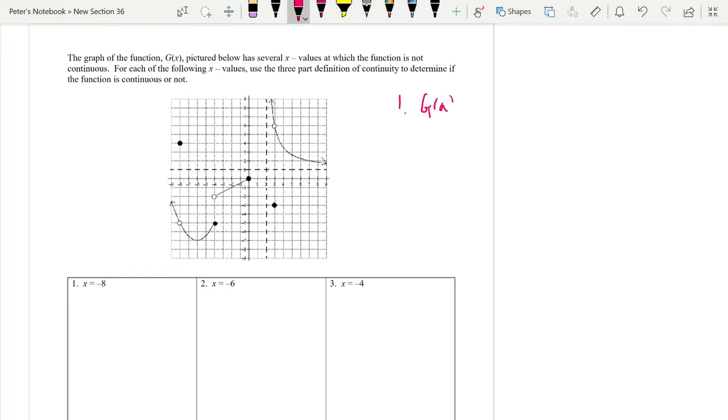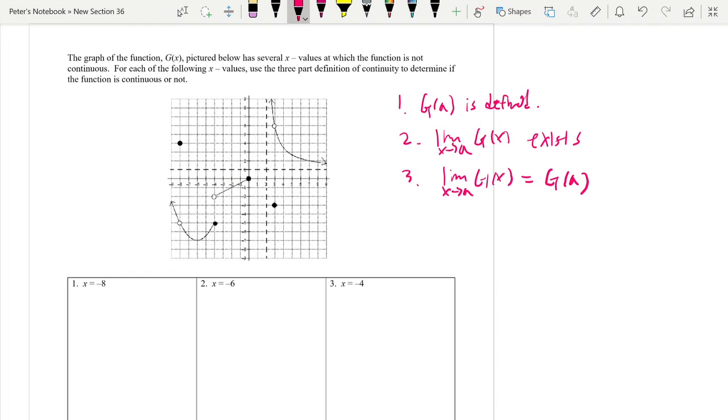Is g of a defined? That should be satisfied. We also have to check the limit of g of x as x approaches a, so the left-hand side limit and right-hand side limit. And then a third condition, the ultimate condition that needs to be satisfied: the limit of g of x as x approaches a should be the same as g of a. Right? So that's the three conditions for continuity.